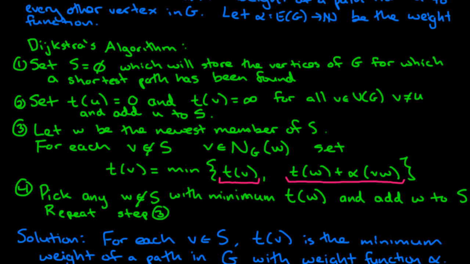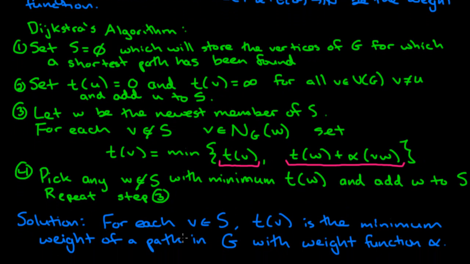Now, when this algorithm terminates, the solution is going to be given by these labels, T of V. For every vertex in our solution set, the label of that vertex is the minimum weight of a path in the graph with that given weight function, from the source vertex U to that particular vertex V. So it's just reminding us that this set S is keeping track of the solutions, and these T of V labels are the actual minimal solutions.